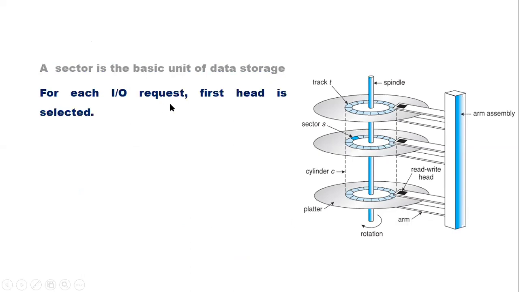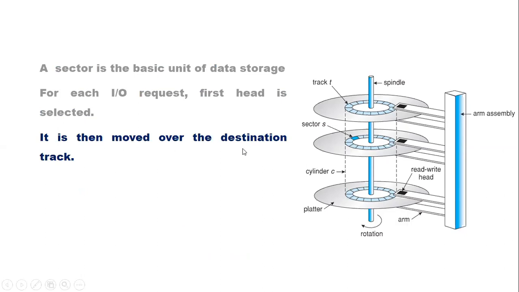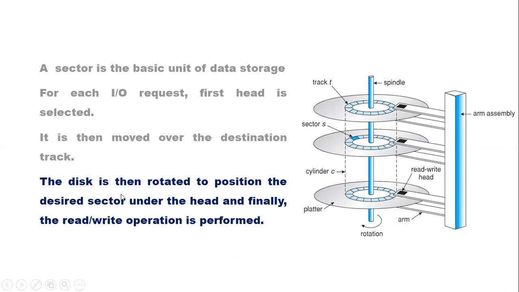For each I/O request, first the head is selected. It is then moved over the destination track. The disk is then rotated to position the desired sector under the head, and finally the read-write operation is performed. So suppose this is a sector that we want to read. First, the head is moved to this desired track. After that, this is rotated so that this sector will come exactly below this read-write head. This is how the I/O operation is performed.